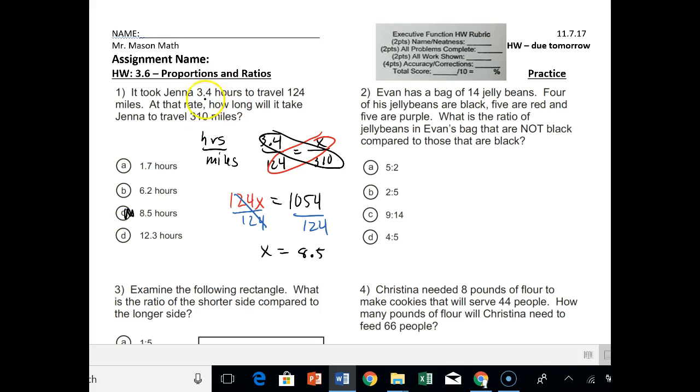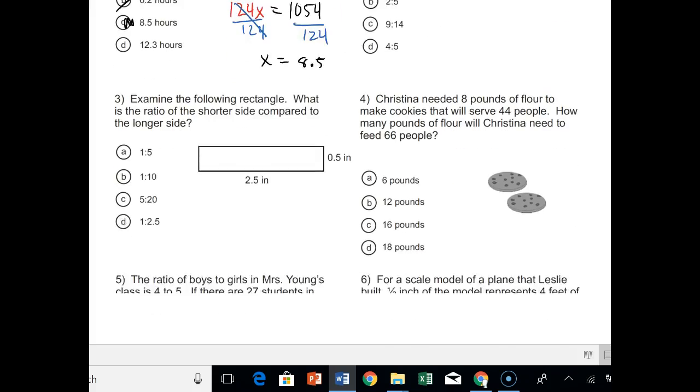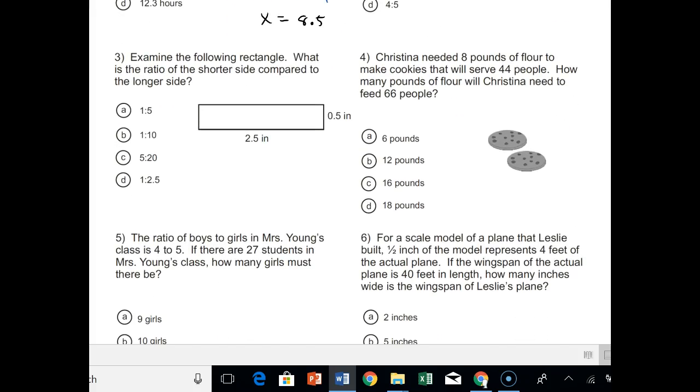And that makes sense, right? It should take her longer to travel further. So it would make no sense for A to be your answer because that's shorter, right? And if you just doubled that, that would be like 6 hours or more. So that makes no sense. And then D is just a little bit too long. Number 2 should look very familiar. So I'm going to let you work on that one.